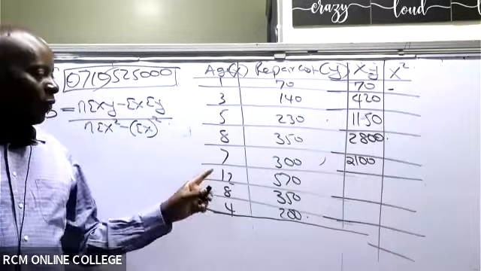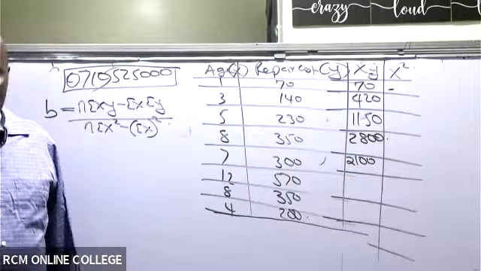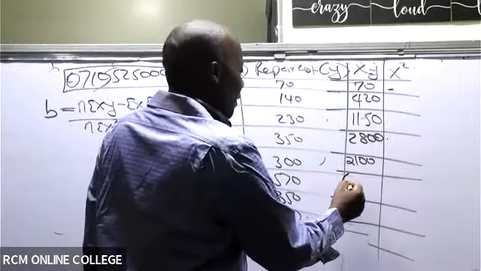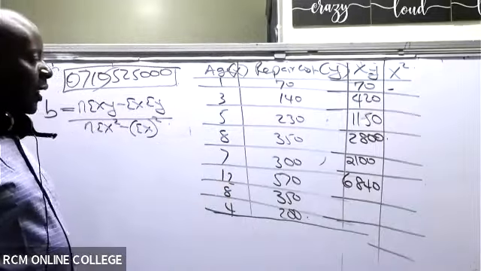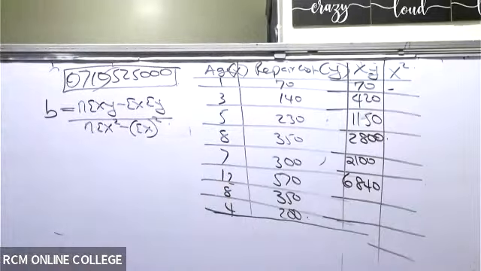So we have here 12 times 570, 6840. Then we have 8 times 350. What do we have here? 8 times 350.